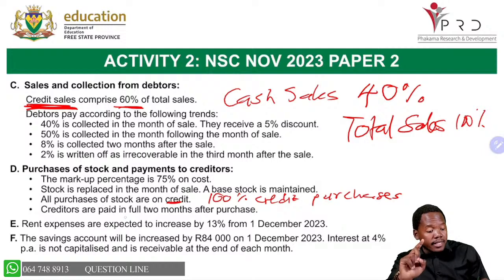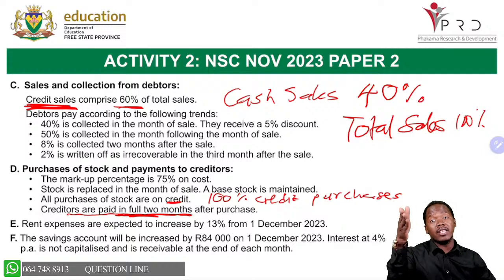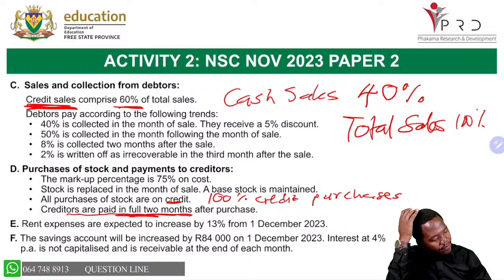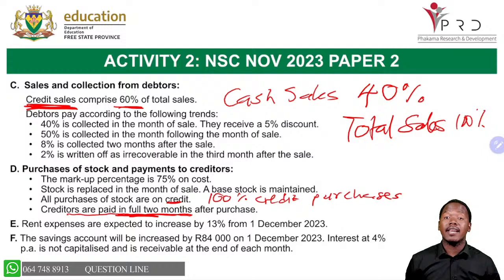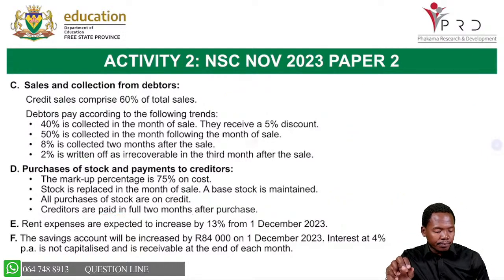And then now, what is the payment pattern for the creditors? We pay creditors in full 2 months after the purchase month. Meaning when we buy in January, we pay them back in March. Transaction F talks about rent, which increased by 13% from 1 December. Then the savings account, which will be increased by 84,000 on the 1st of December 2023. And then there's an interest of 4% per annum, which is not capitalized, which is receivable also at the end of each month. Okay, there is interest on savings account.